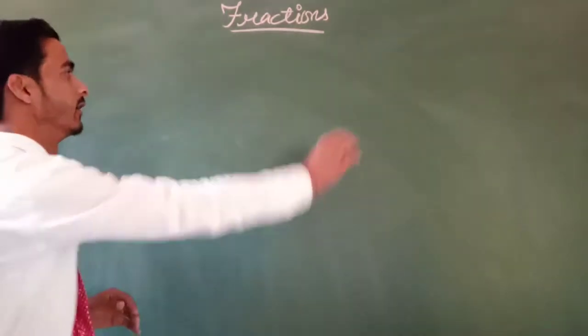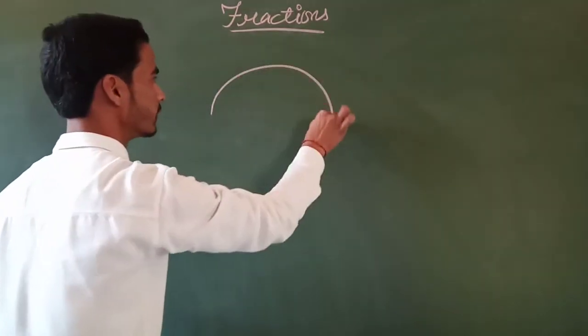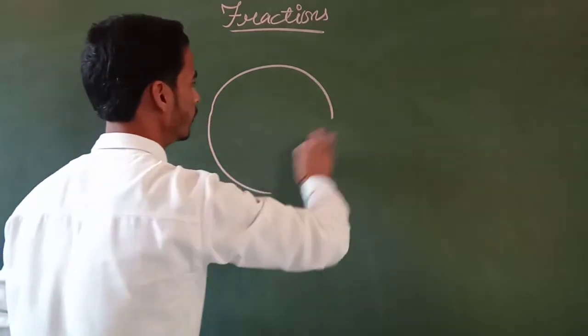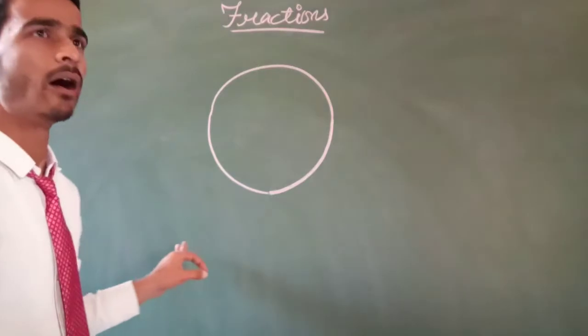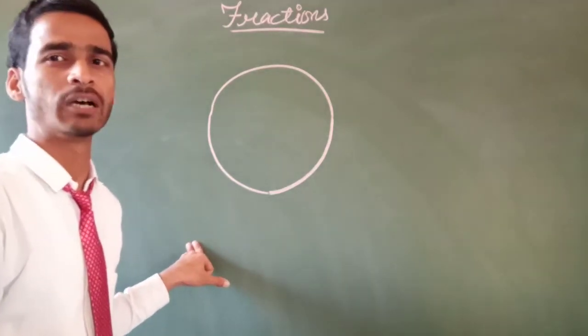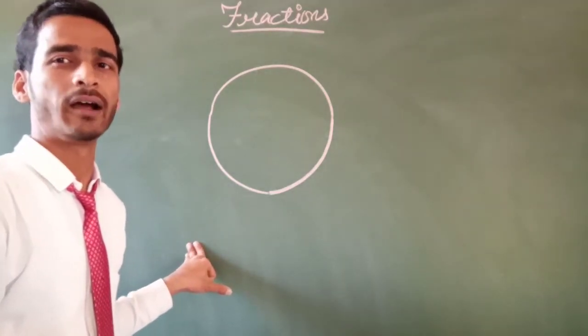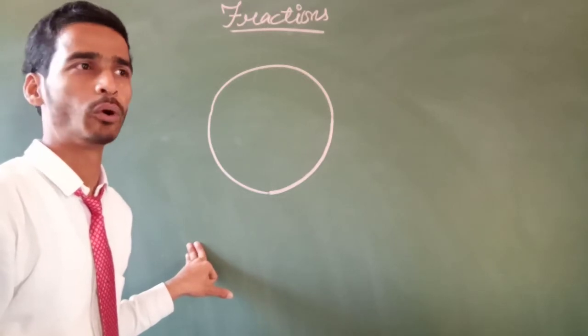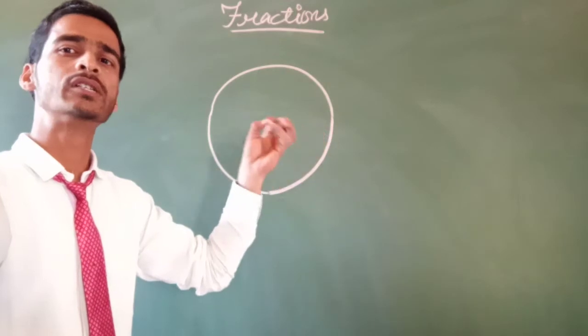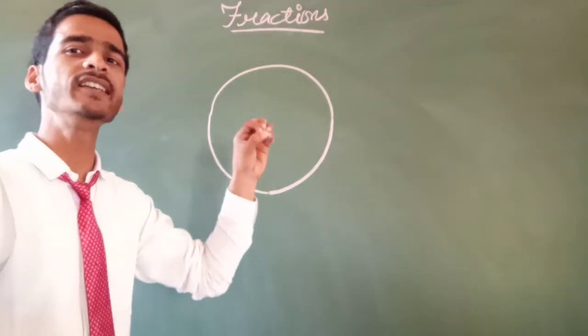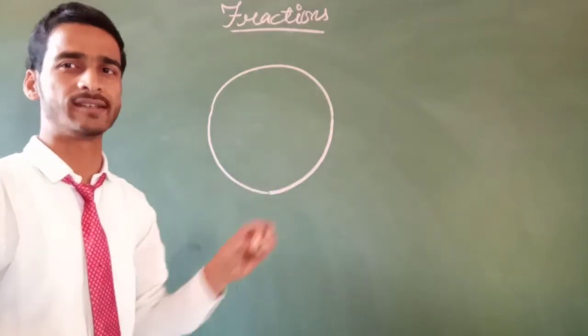You can see here that this is a whole object. When a whole object is divided into some equal parts, each part is called a fraction.